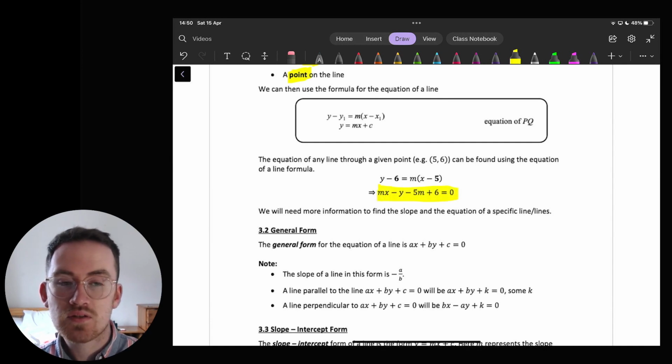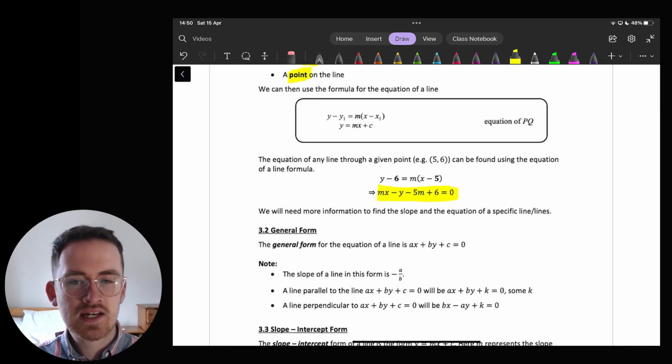Then if we're given some more information, we can use that to find the slope or to find specific lines. But it's important to have in your head that if I'm just given a point and not given the slope, I can still find a general form for the line, and then I might have some other information later in the question that will let me find the specific slope that I'm looking for.